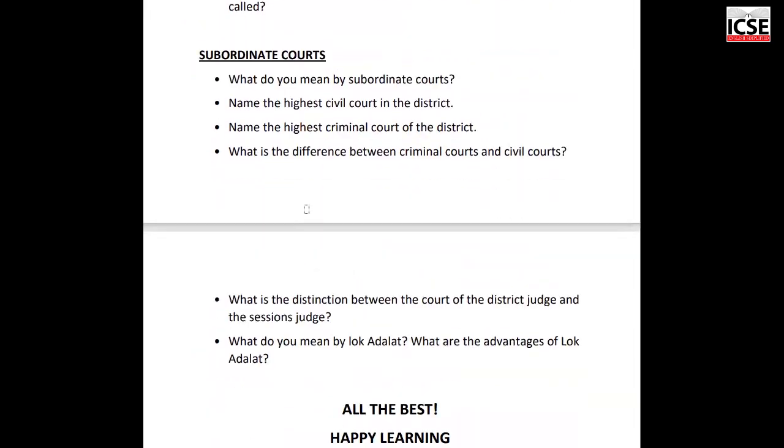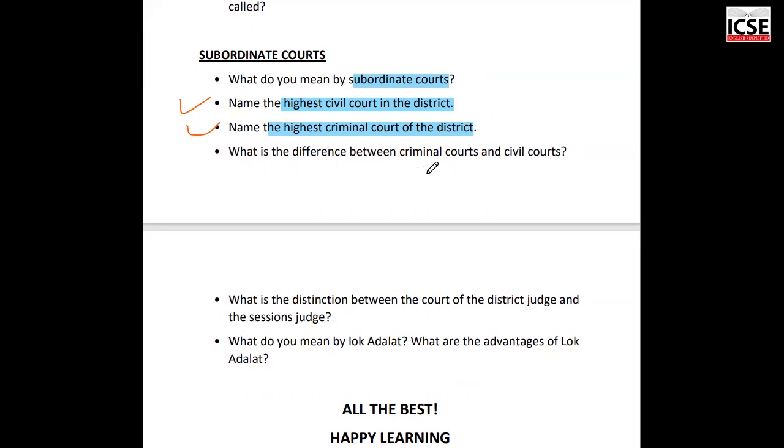Finally, subordinate courts. What do you mean by subordinate courts? All courts in the district below the High Court and the Supreme Court are known as subordinate courts. Name the highest court in the district that handles civil cases. It is Court of the District Judge. Name the highest criminal court in the district, that is the Sessions Judge. This is very, very important. These two questions are very, very important. Highest civil court, highest criminal court.